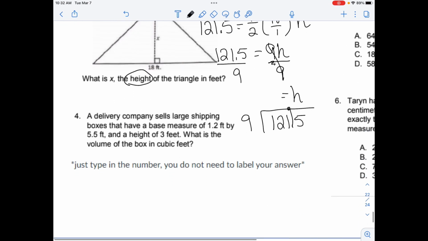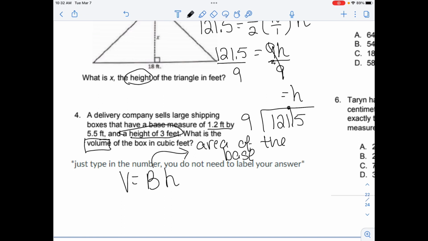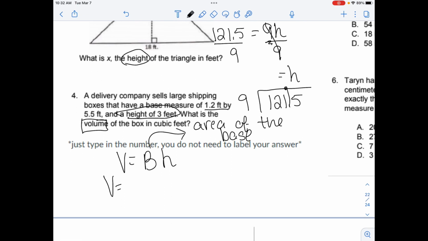All right, a delivery company sells large shipping boxes that have a base measure of 1 2/10 feet by 5 5/10 feet and a height of 3 feet. What is the volume of the box? So remember, volume, V equals capital B times H, where capital B is the area of the base. So V equals 1 2/10 times 5 5/10 times 3, and that will give you your volume. Don't forget your decimal rules as we're doing these.